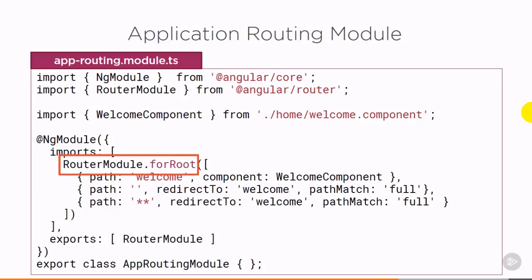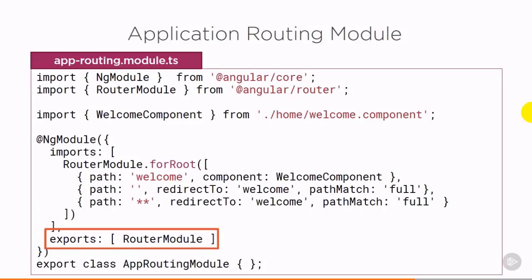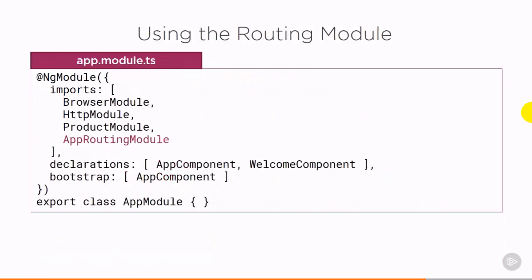Notice that we call forRoot here to ensure that we register the routing service provider. And we export RouterModule so we can use it from any module that imports this module. We import the AppRoutingModule in the AppModule here.